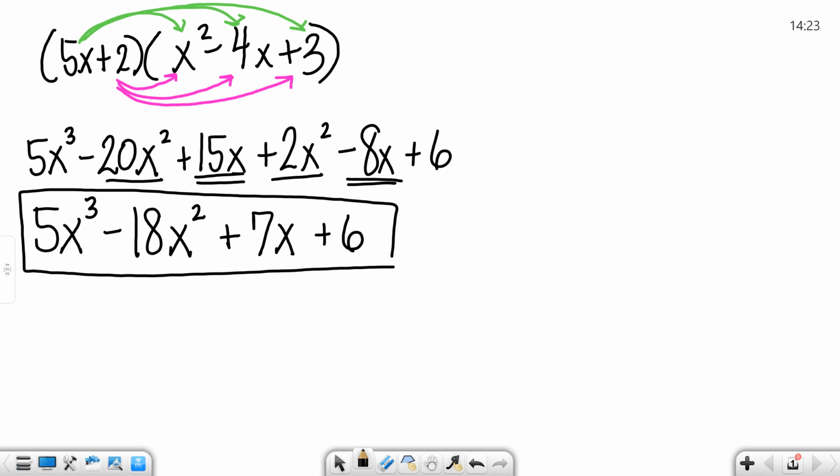So this is the end of section 2, multiplying our polynomials.